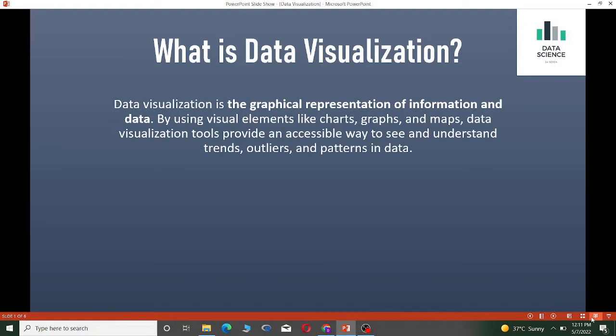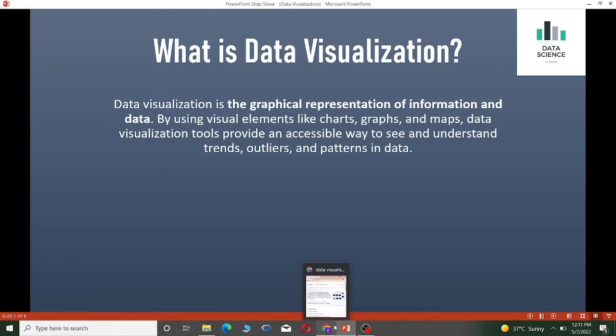And that information and data can be represented to any one of you with the help of a graph, chart, or any pictorial thing. That is known as data visualization.